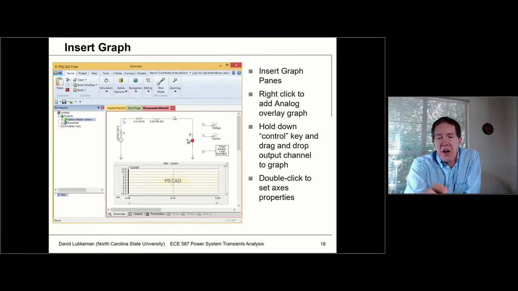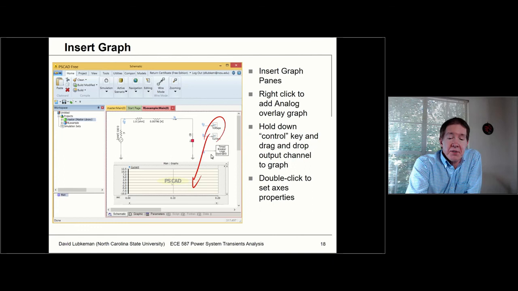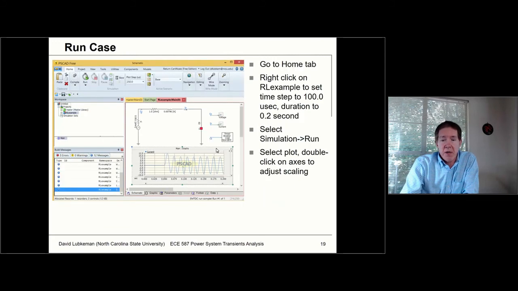And then the final thing you would need to do is insert a graph. So you would insert a graph pane, and then you can drag and drop one or more of these channels onto the graph, and that's actually what you would need to do in order to create plots. And then finally, you can run your case.